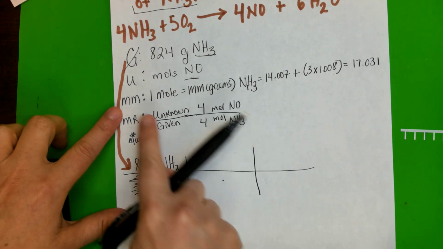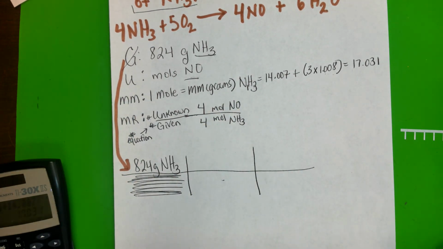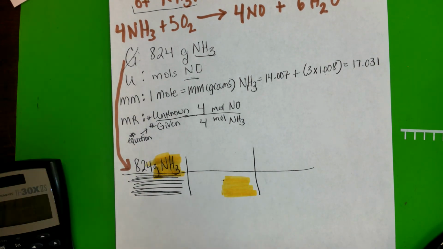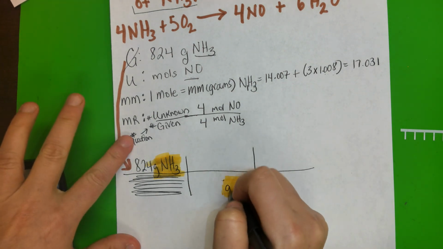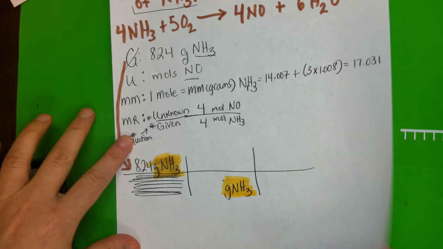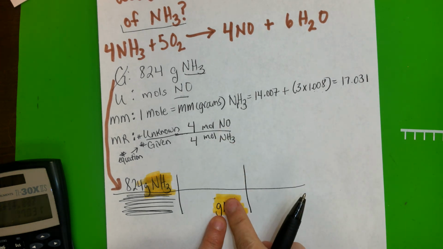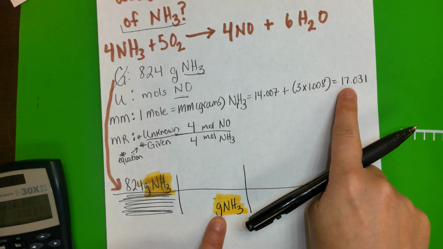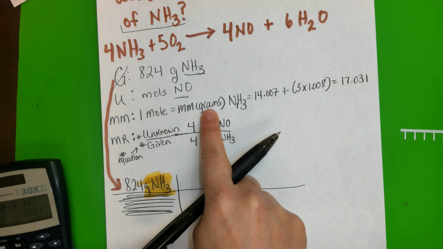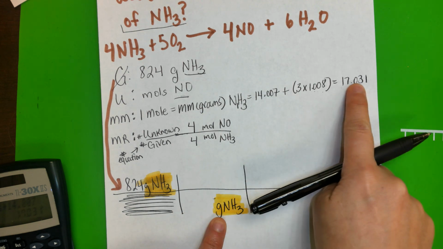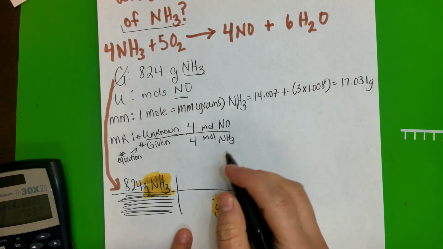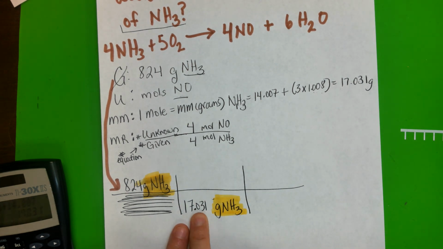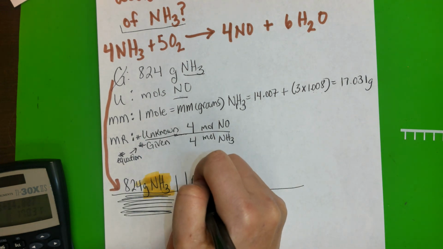Now where are we going to use it? Now this is grams. You see how this is grams of NH3? Well, this one has to have grams of NH3. So I need you guys to remember your grams of NH3 is right here. That's my NH3 and that's my grams, right? Because molar mass is in grams. So the 17.031 is what goes in here. That is a molar mass, which equals 1 mole.